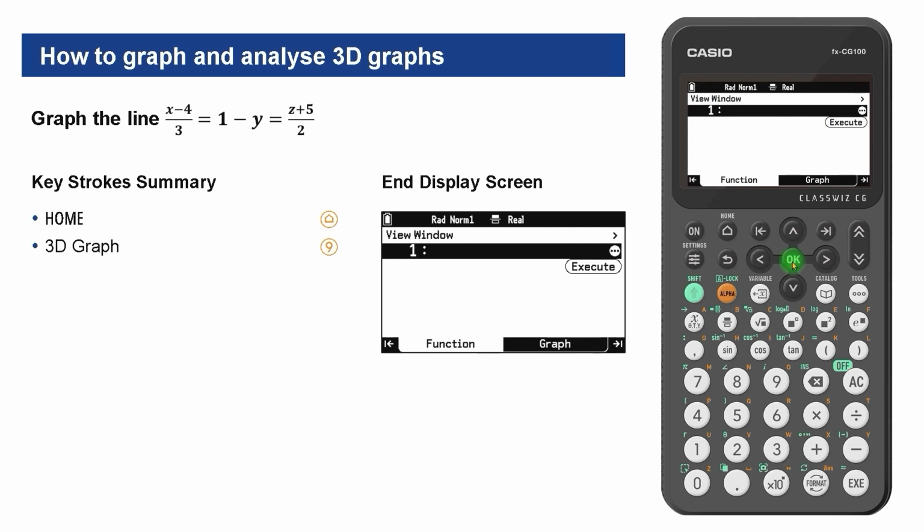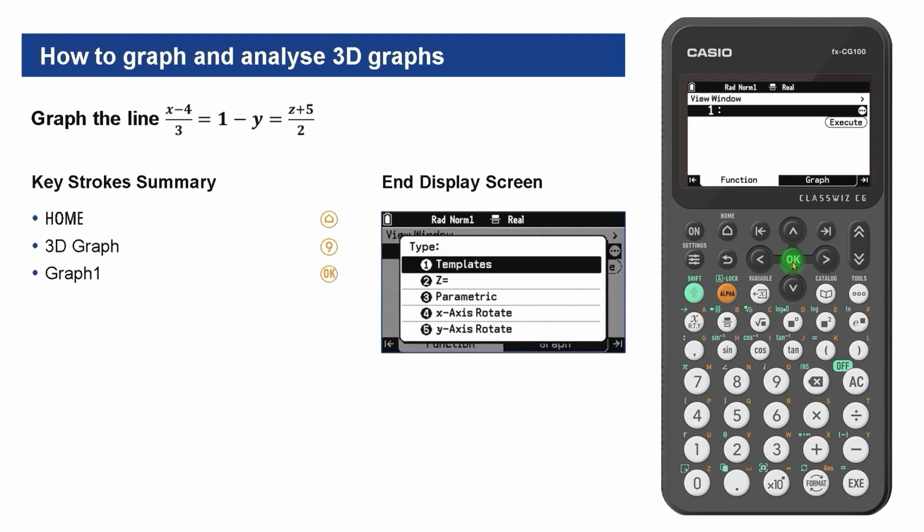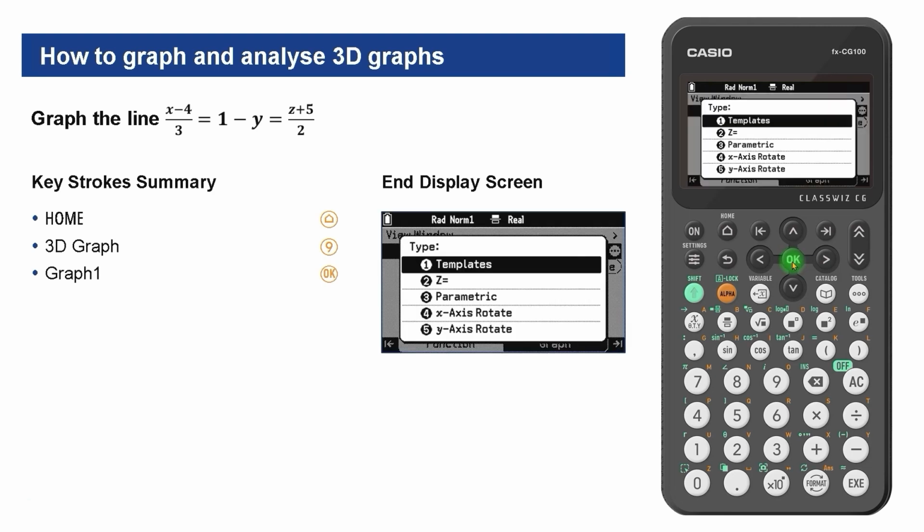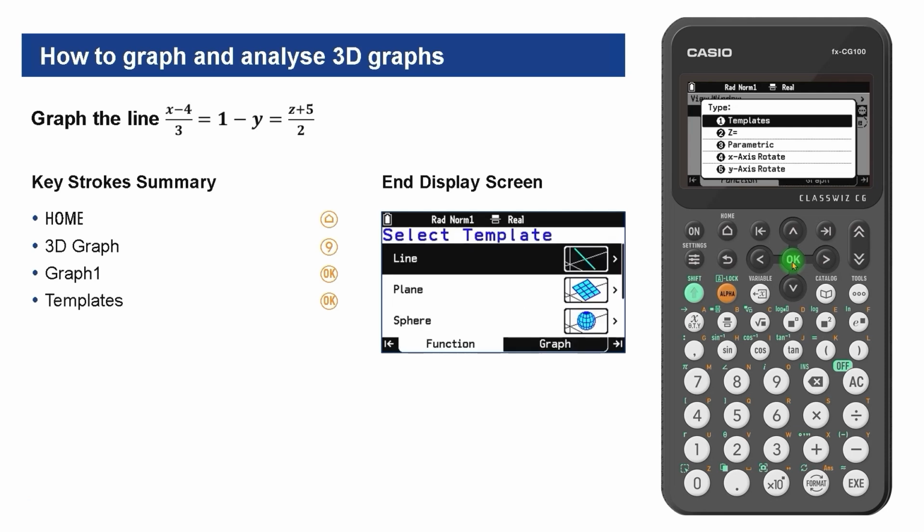The display shows the Function tab, where the equations of 3D graphs can be entered. Select Graph 1 to display a pop-up showing the different types of equations that can be used. In this video, we will demonstrate using templates, so select the first option.